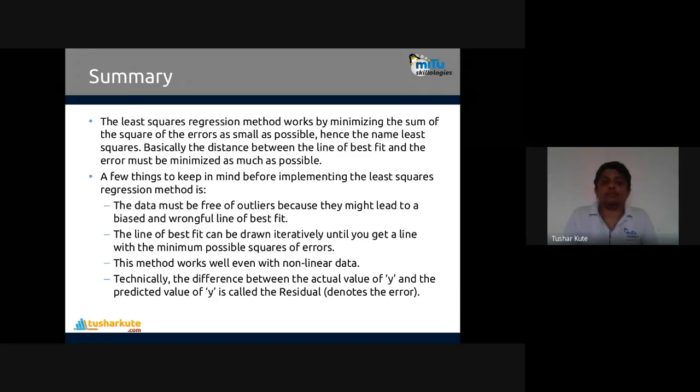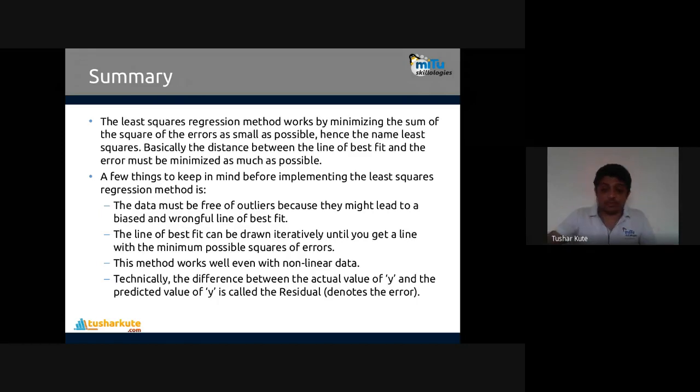A few things to keep in mind before implementing the least squares regression method. Data must be free of outliers because they might lead to bias or a wrong line of best fit. Okay, remember, outliers should not be there. If outliers are added, the complete deviation of the line will change.